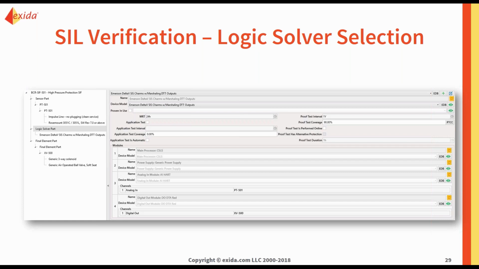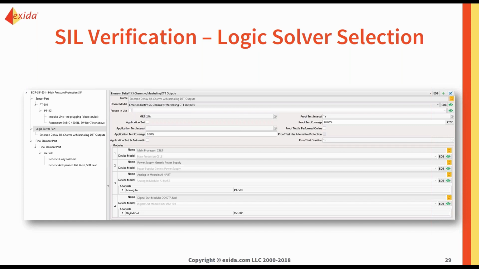You pick a logic solver out of the SCRH, or you can user define one. Here we have one out of the SCRH. You're going to determine or input the mean repair time, your proof test interval. The proof test coverage comes from the tool. But again, if it's performed online, you can put in that information. Same with any application level diagnostic tests. You can input that information there for if you're having one, what's the interval, what's the coverage.